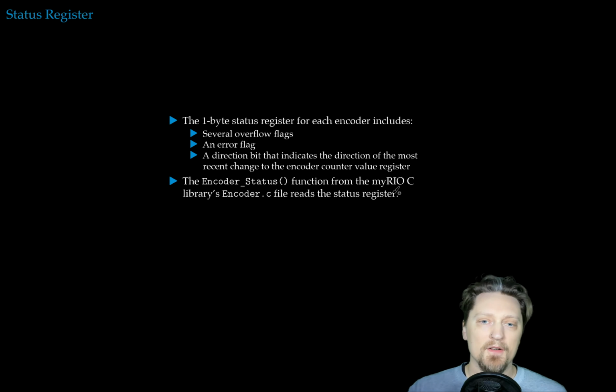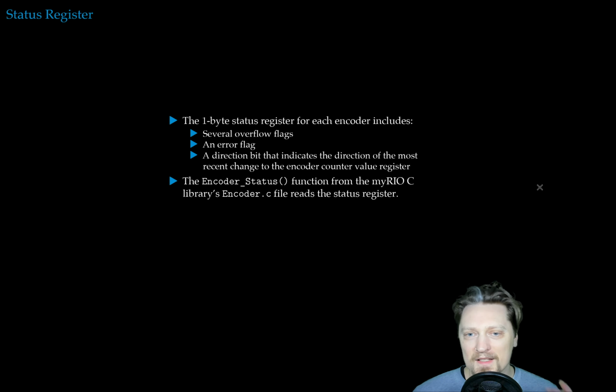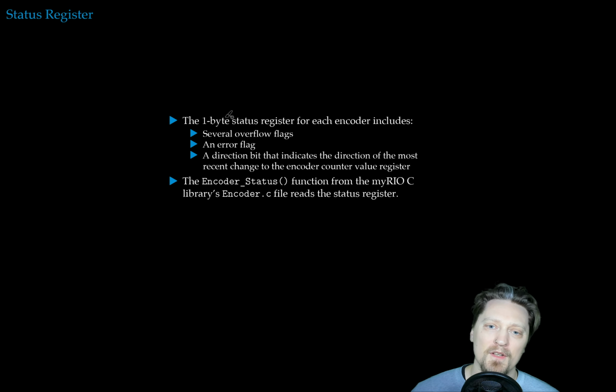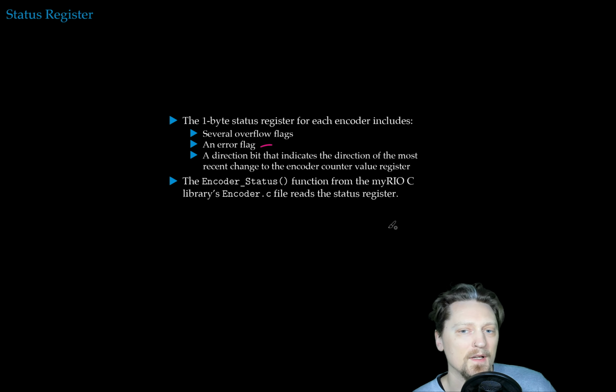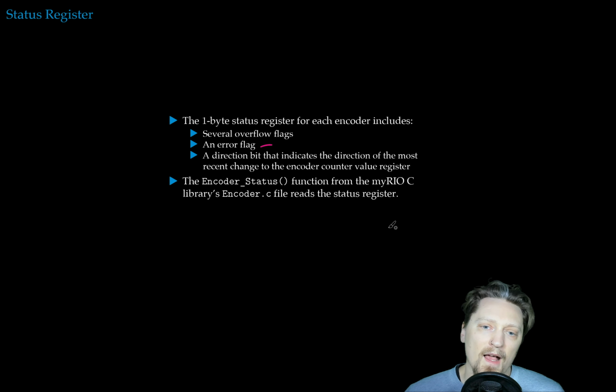Okay, the status register. So we had the configuration register. We've finally finished. Now we're going to talk about the status register for a moment. The 1-byte status register for each encoder includes several overflow flags, an error flag, and a direction bit that indicates the direction of the most recent change to the encoder counter value register. We can do an encoder status function call from the MyRio C library's encoder.c file to read the status of the register. So that one we won't dwell on too much. It's pretty straightforward. You can just ask it for the status and you can read the status back.